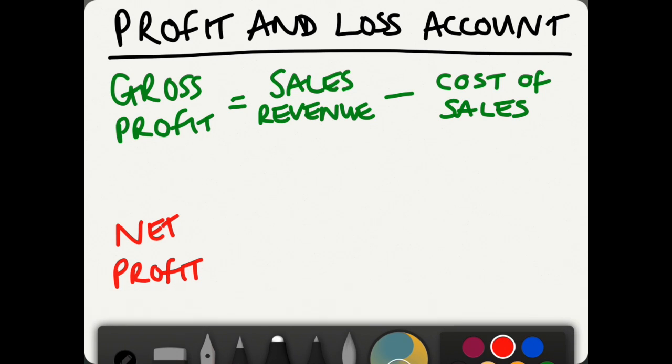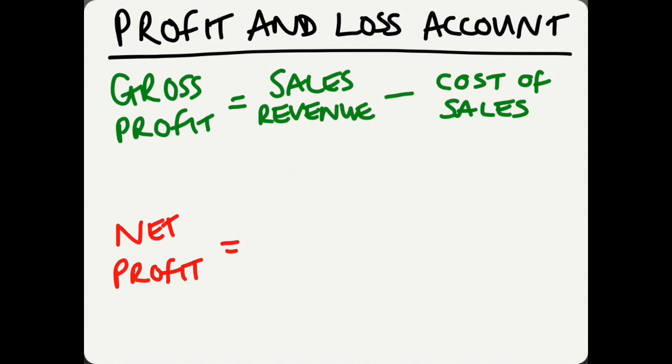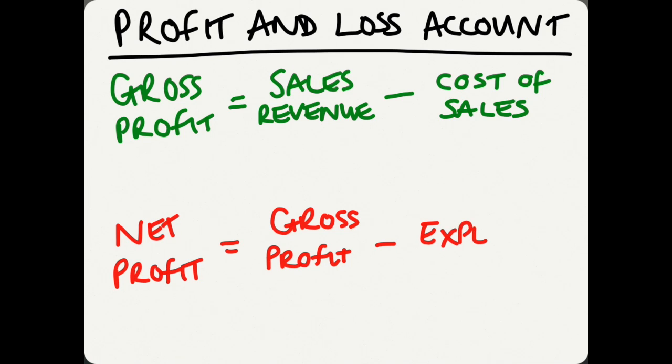Once you've worked out your gross profit, you can work out your net profit, and the formula for that is gross profit, so the money you've made from selling your products and paying those expenses, minus all of the other business expenses. And we talked a bit about those earlier, so all of the other things that it spends its money on, like its rent, for example.